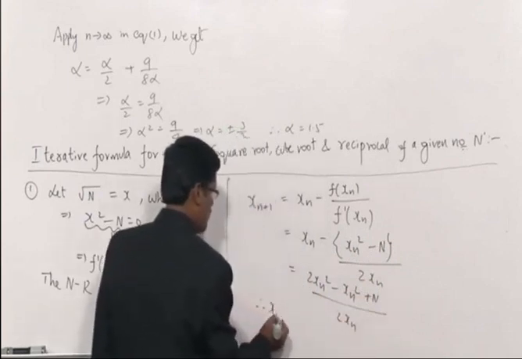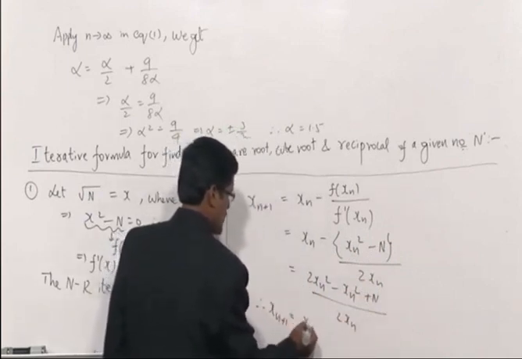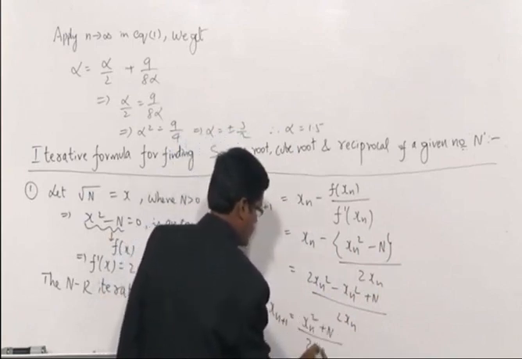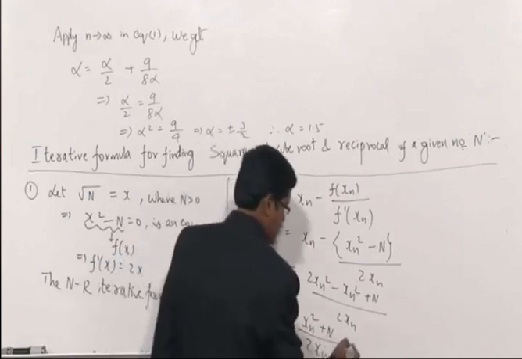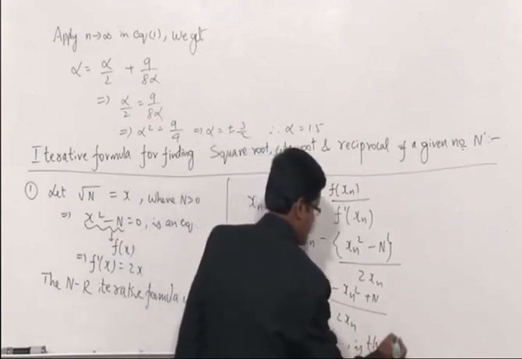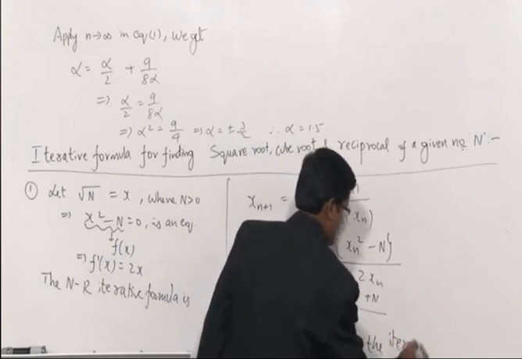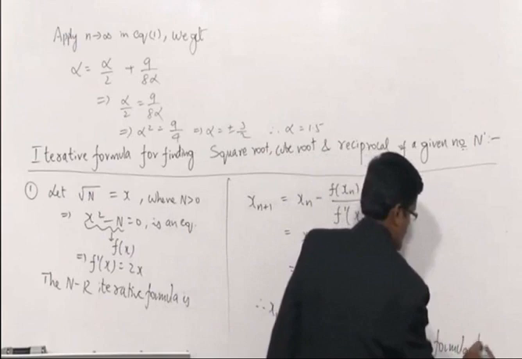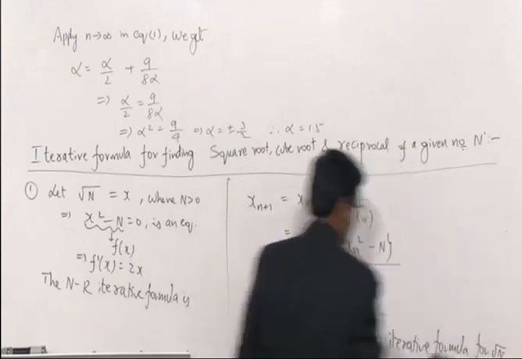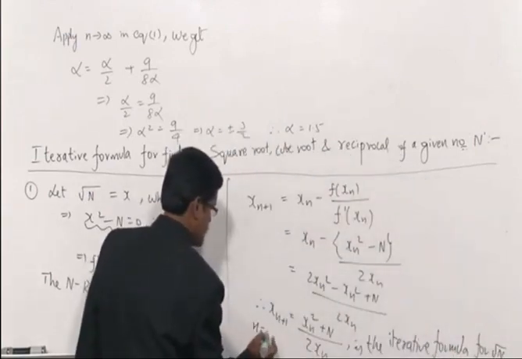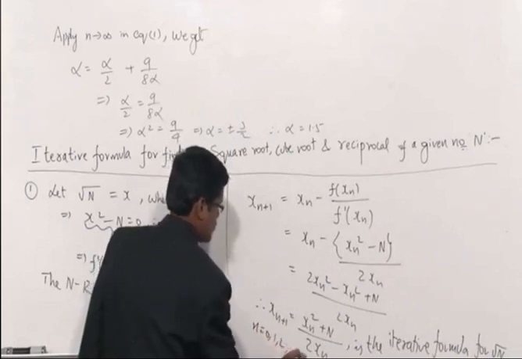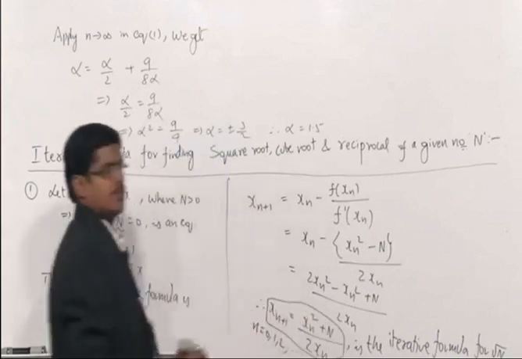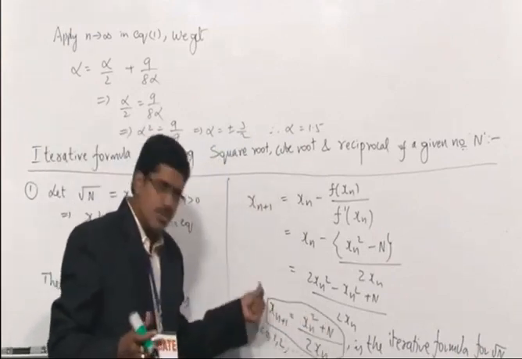So what is the formula now? Therefore xn plus 1 is equal to (xn square plus capital N) divided by 2xn. This is the iterative formula for square root N, n is equal to 0, 1, 2, and so on. Please learn this relation by heart. Sometimes it is useful in problems.